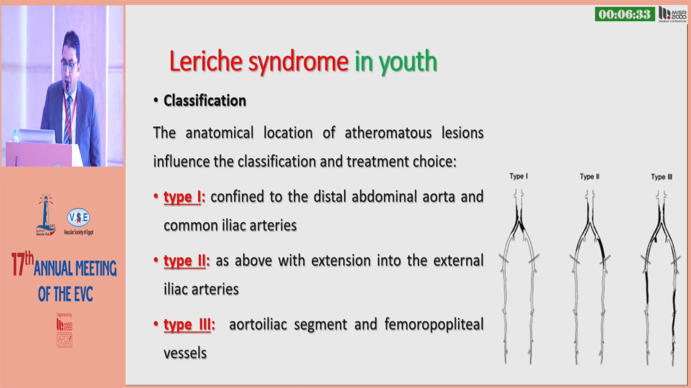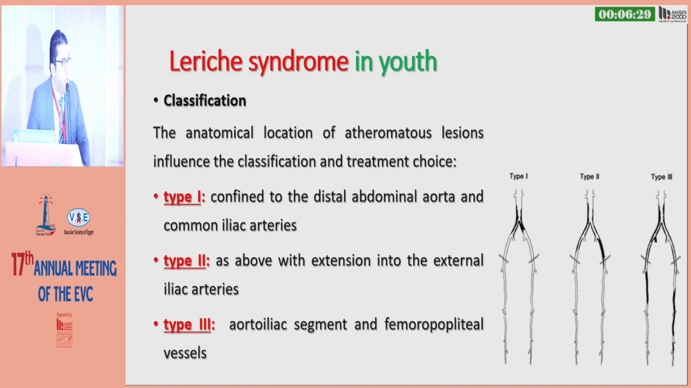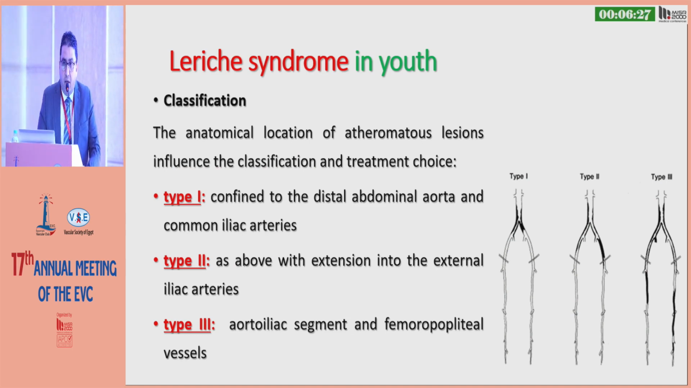Leriche syndrome is classified according to the anatomical location of the atheromatous lesion. Type 1 is confined to the distal aortic segment and common iliac artery. Type 2 increases the extension of the lesion to the external iliac artery. Type 3 involves the aortoiliac segment and femoropopliteal vessels.